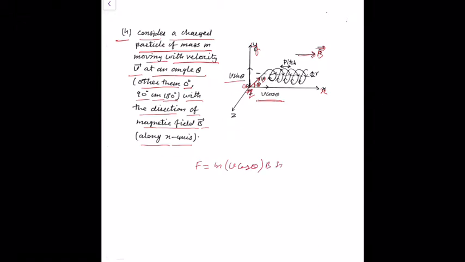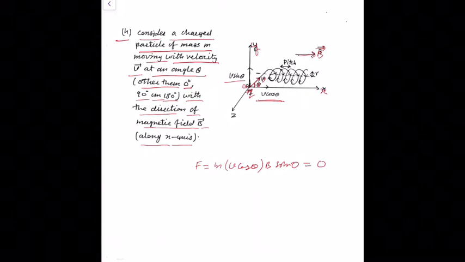The charged particle moves with constant velocity v cos theta along the direction of magnetic field, so no magnetic force acts on the charged particle in the direction of magnetic field. So F is equal to m into v, here v is v cos theta, into B into sin theta. Here theta is 0 degree. So F is equal to 0.